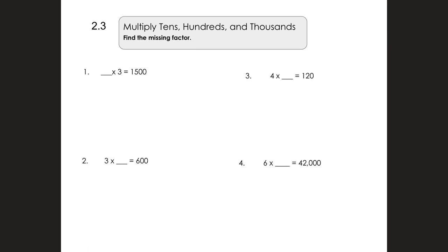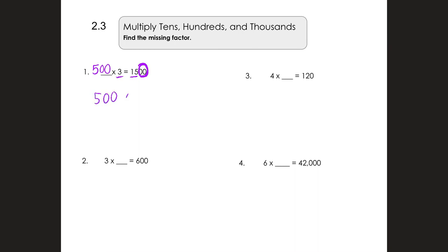You need to find the missing factor. So I'm still working with the first digits that are non-zeros. This time I will ask myself, what number times 3 equals 15? Well, I know that 5 times 3 equals 15, but I still need these 2 zeros. So I add those 2 zeros to my 5 to make 500. 500 times 3 equals 1,500.